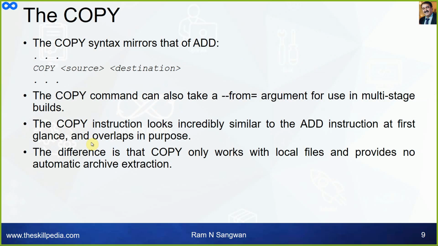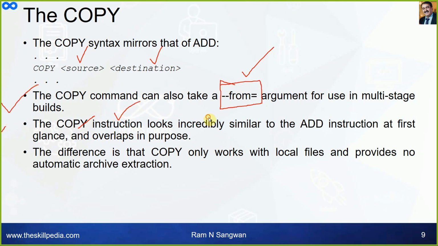The same job can be done with the COPY command also. COPY is similar to ADD: COPY source destination. Source is your local file system, destination is your image file system. Then what is the difference? There is a difference between the two. The COPY command can also take the argument --from, which the ADD command does not support. Hyphen hyphen from is a very good use case to build an image from multiple images. That's called a multi-stage build. We use the --from argument for multi-stage builds.